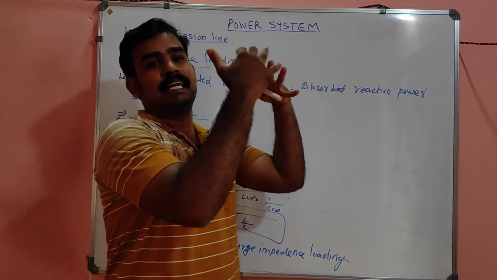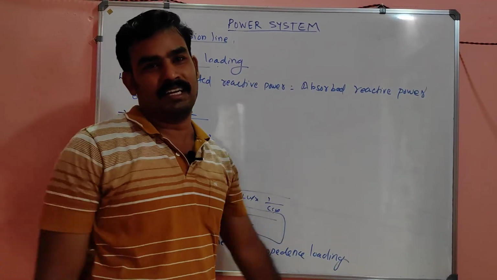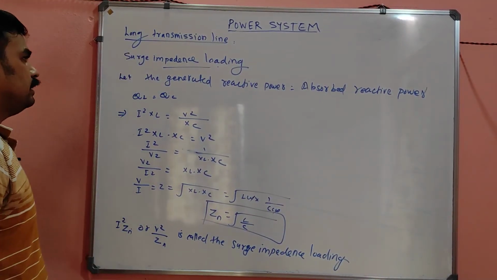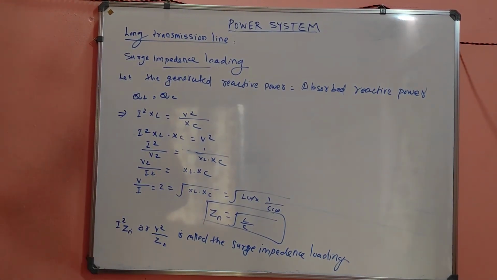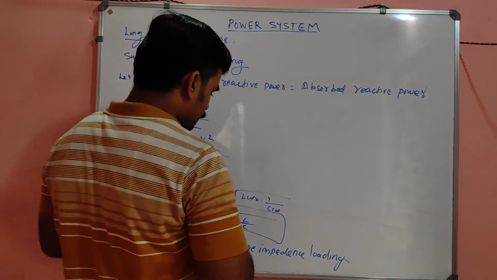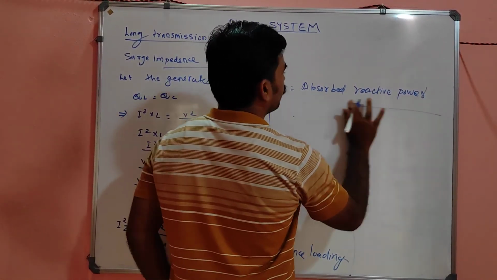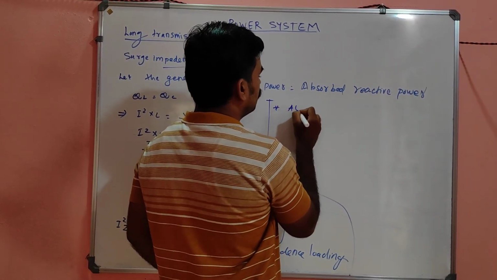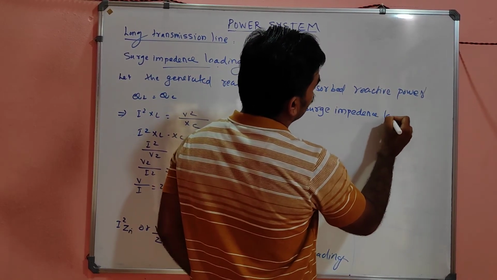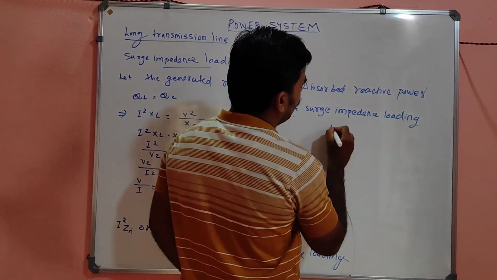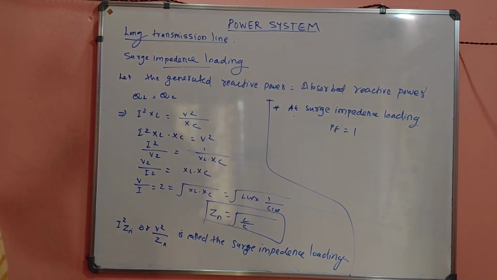Surge impedance loaded the transmission line. Okay, you can think in that way. That is called the surge impedance loading. And you can also add one more thing here. At surge impedance loading, what will be the power factor? Power factor equal to 1.